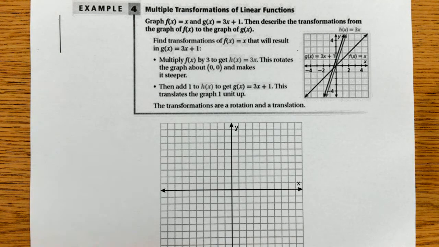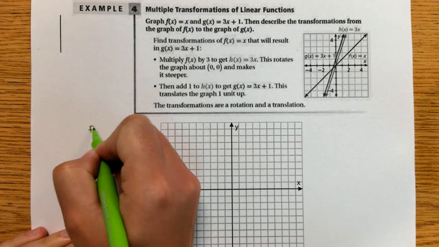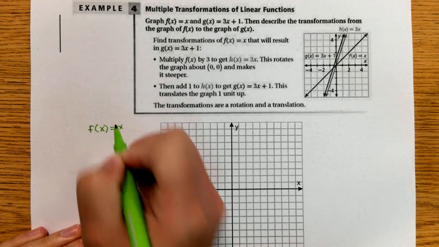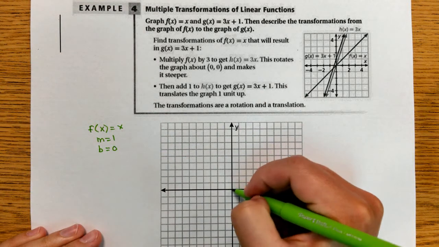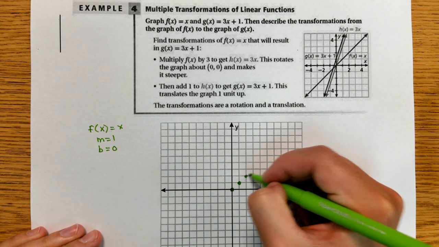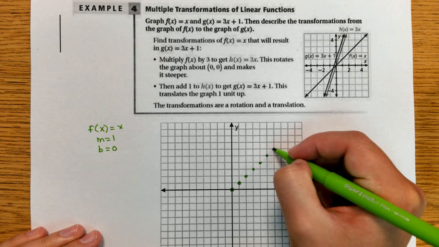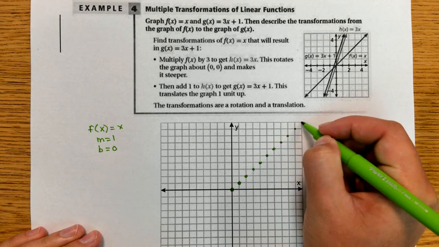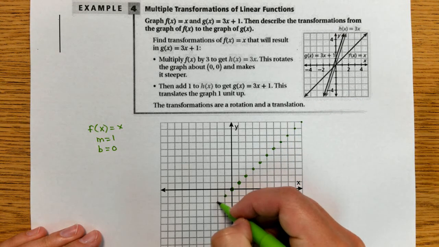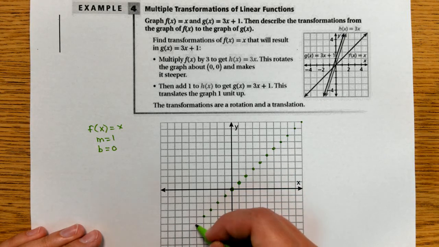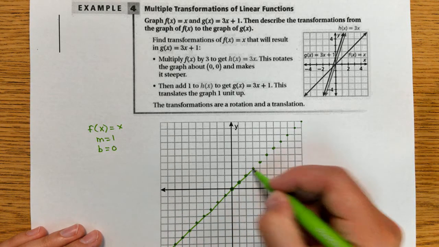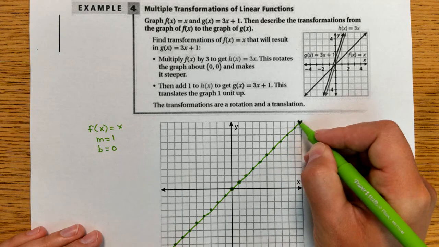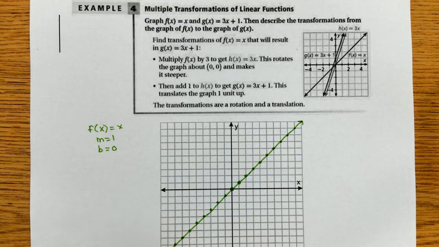So let's start by graphing f of x equals x. Remember, slope is 1. Y-intercept is 0. So we're starting at the origin, going up 1, right 1, and in the other direction, down 1, left 1. So I'm going to connect my dots to form my graph where f of x equals x.